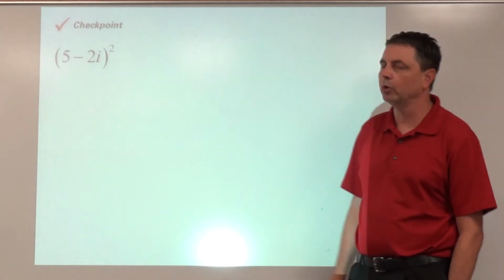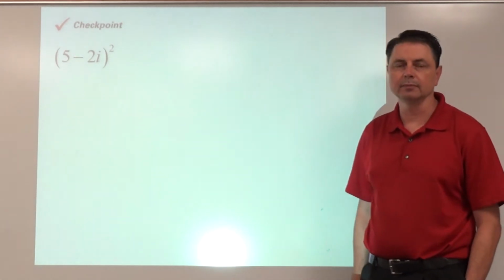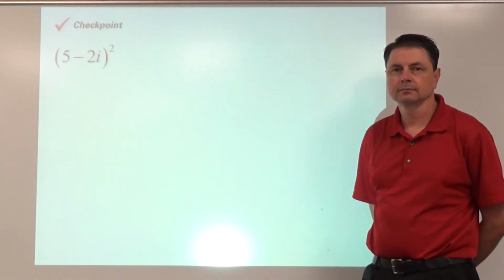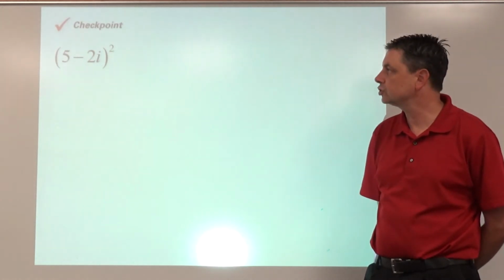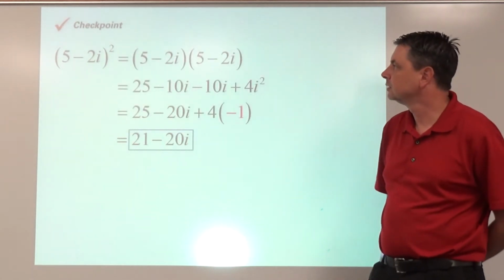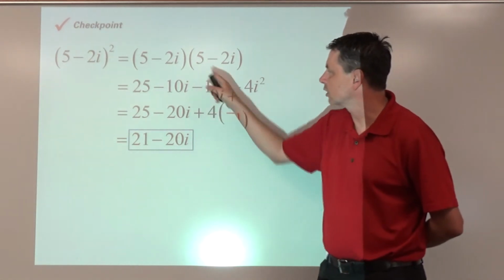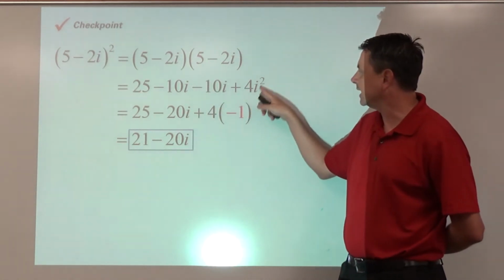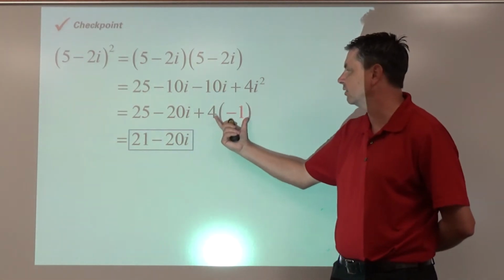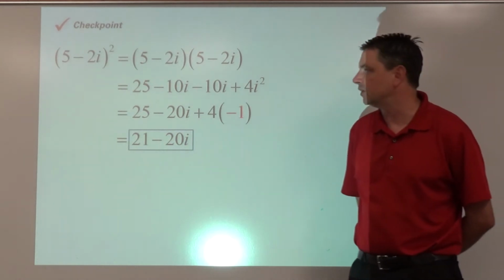All right, checkpoint, go ahead and pause the video here and do that problem. All right, you should have remembered that squaring means to multiply by itself. 5 minus 2i times 5 minus 2i worked all out. i squared becomes -1. Those do combine to be -20i. That's a -4, which gets combined with the 25. There is our final answer.